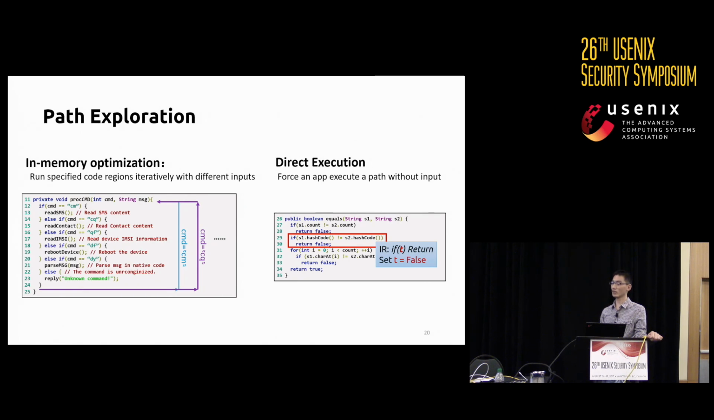It depends on your apps. If your apps have a lot of complex calculations, such as hash calculation, it will bring more direct execution. So if your app is very simple, there is no complex calculation, then direct execution will not be used. Okay.